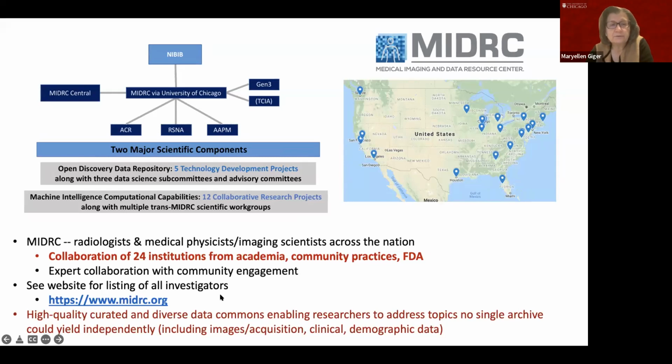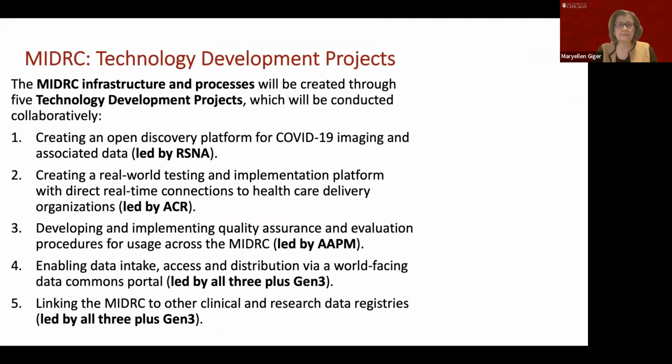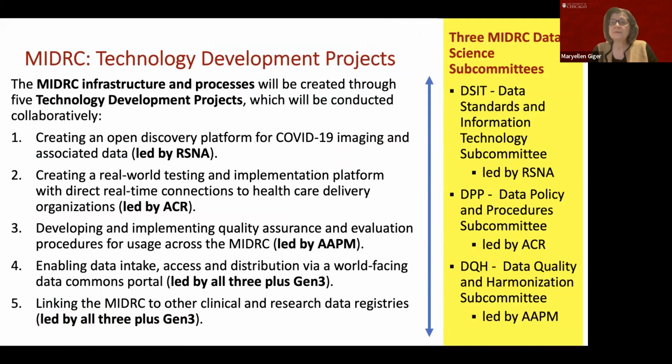And the goal here is to have highly curated and diverse data, enabling researchers to address topics no single archive could achieve independently. So we collect images, clinical, and demographic data. This is being developed, and you can see here the different societies are taking leadership roles. However, we all work together. And this is done through various data science committees. We do have a fourth one, but since the talk had to be given earlier, so it can get the CME credit, I couldn't add the fourth one. It just now exists, which is on the user portal.